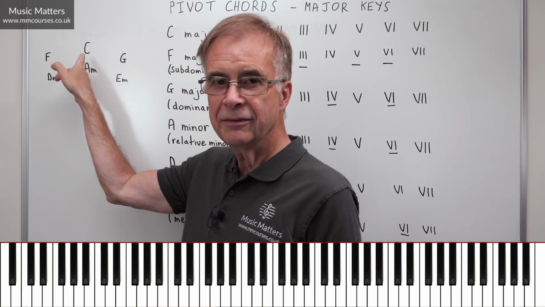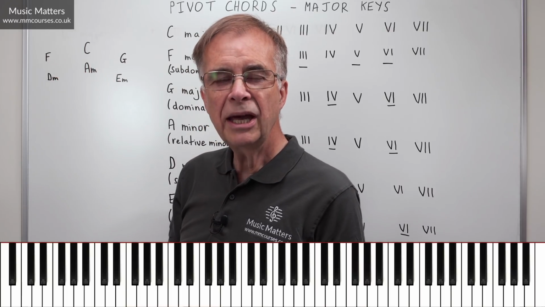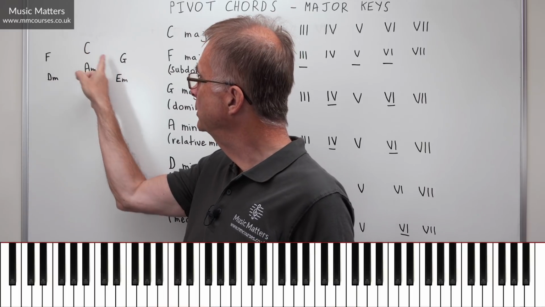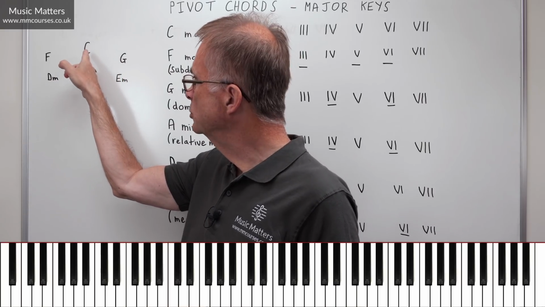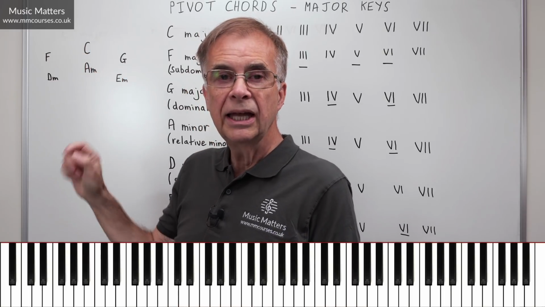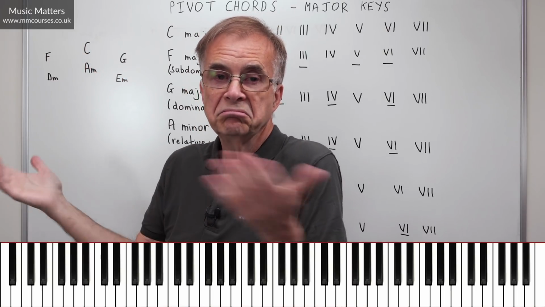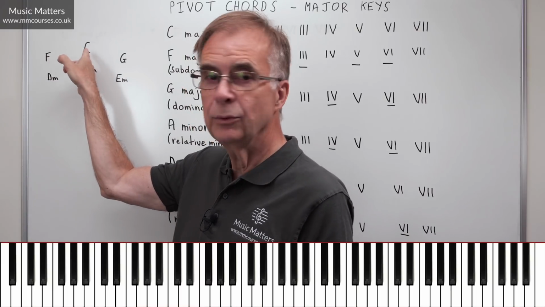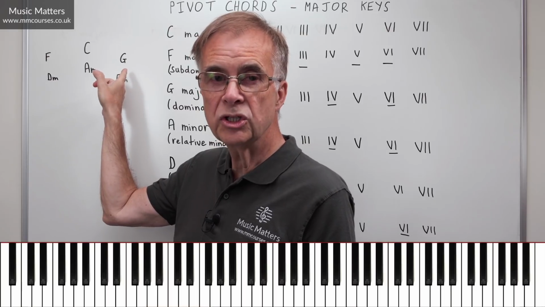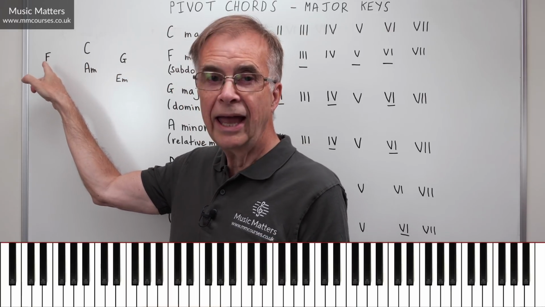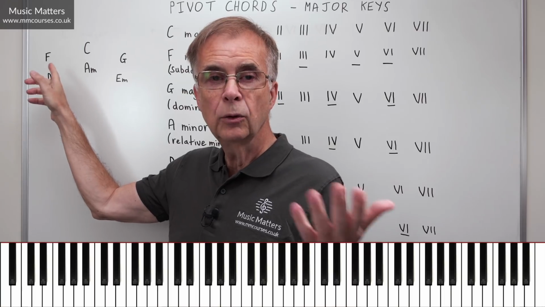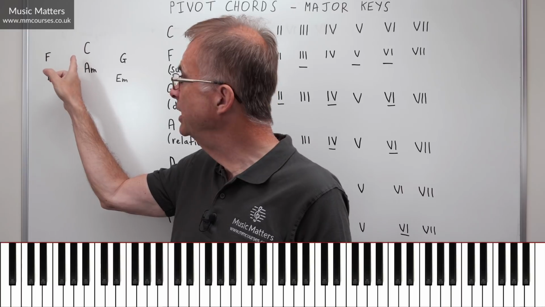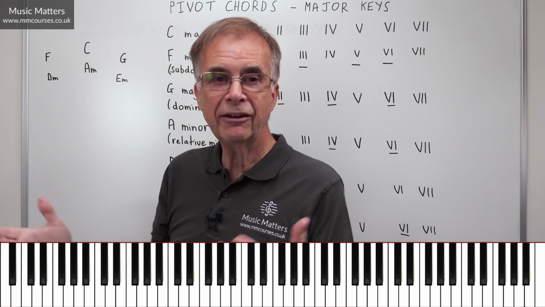So if I'm in the key of C major, it has 5 neighbouring keys. So one of them is G major. The difference between C major and G major is G major's got 1 sharp, C major hasn't got any at all. So they're neighbouring keys, the difference between a key with no sharps and a key with 1 sharp. On the other side, I've got F major, which is a key with 1 flat. So that's a neighbouring key because there are no flats in C major. There's 1 flat in F major.